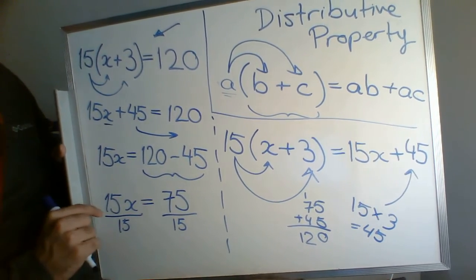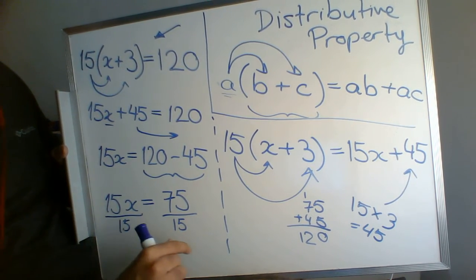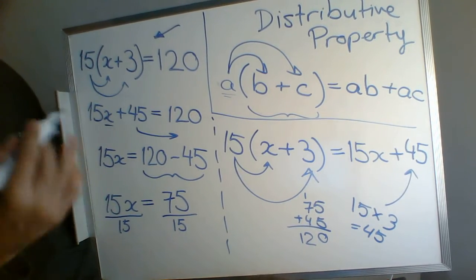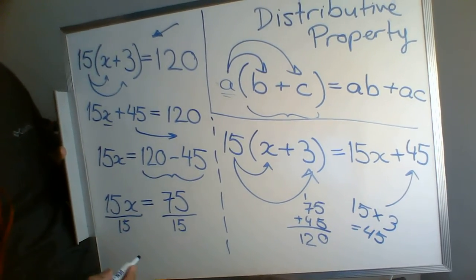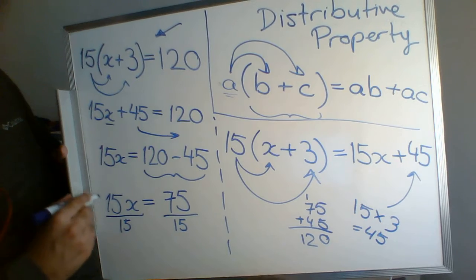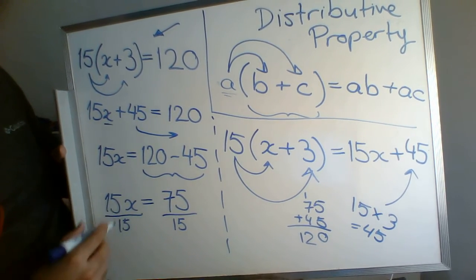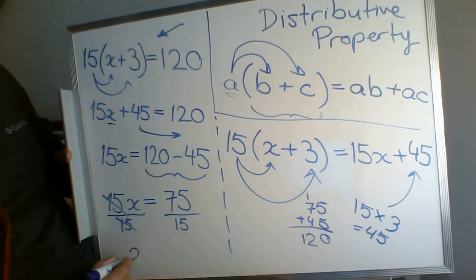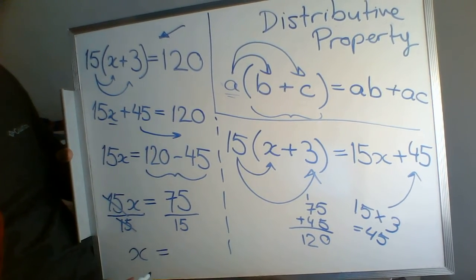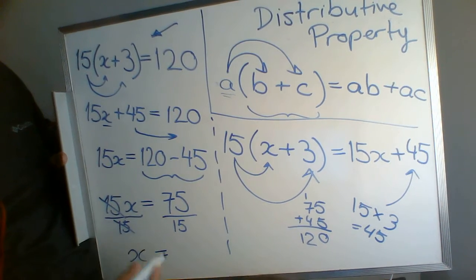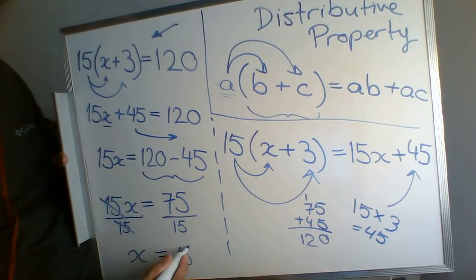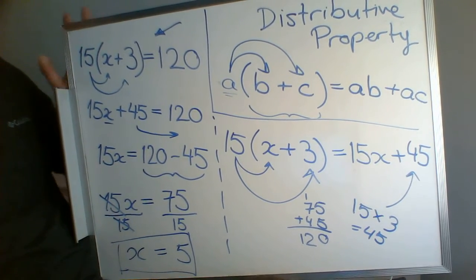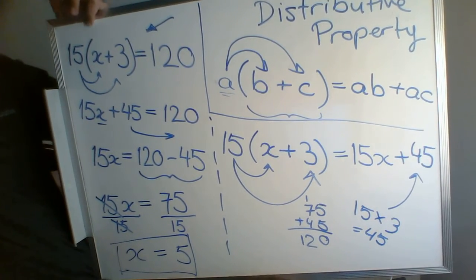Or you can think of it as taking the 15 that's being multiplied over here and throwing it over to the other side of the equal sign and flipping the operation. It was being multiplied over here, so it'll be divided over there. Or you can think of it the way I've written it out right now, which is you just divide both sides by 15. So that 15 and that 15 will cancel. We'll be left with x on the left side, which is good. And on the right side, we get 75 divided by 15, which should be 5.